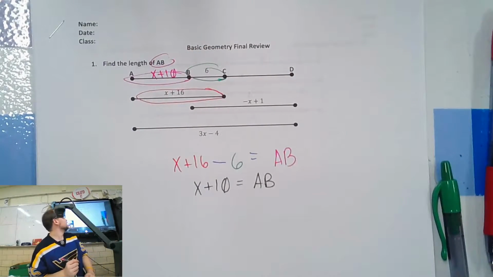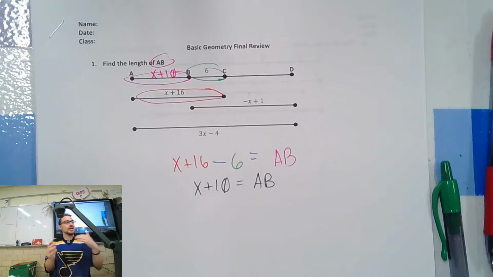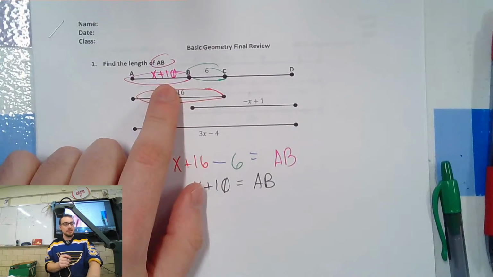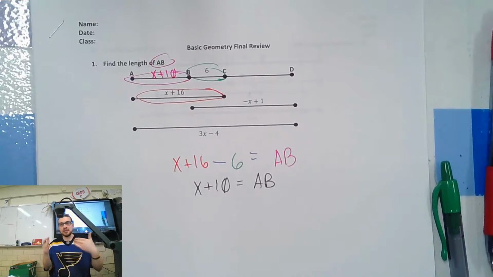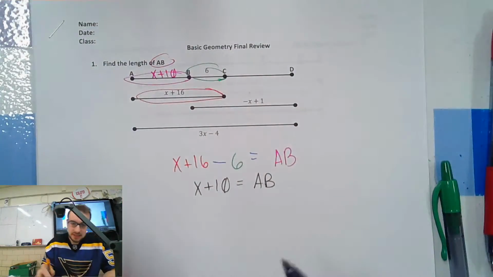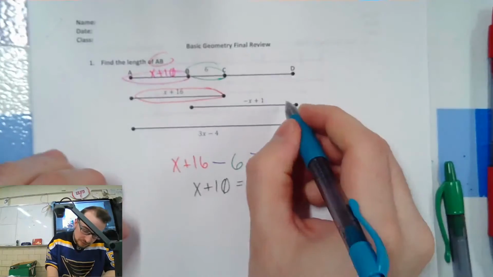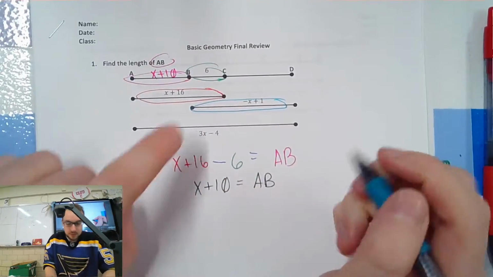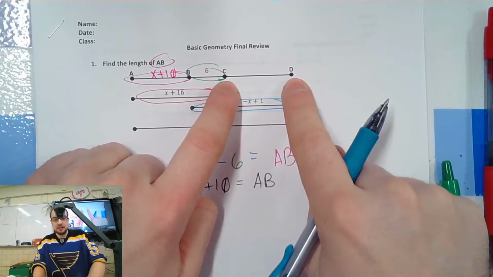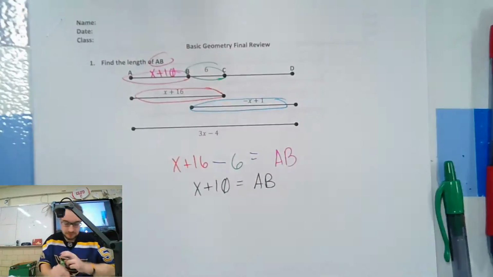Now we are not done, because I want to know what AB is, not what it is if I know what x is, right? I want to know a number for AB. So next thing I'm going to do is I'm going to take this segment and subtract 6 from it, and that's going to get me this guy. It's going to get me CD.